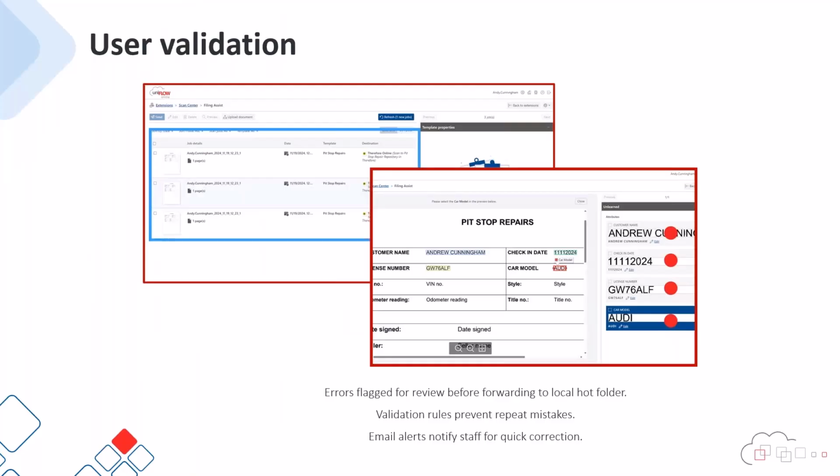Now, if a job fails validation, an email alert prompts the correction, and once fixed, the job is released to the hot folder for the DMS to import. This ensures accuracy in critical workflows. So with that, let's confirm what lands in the actual hot folder itself.